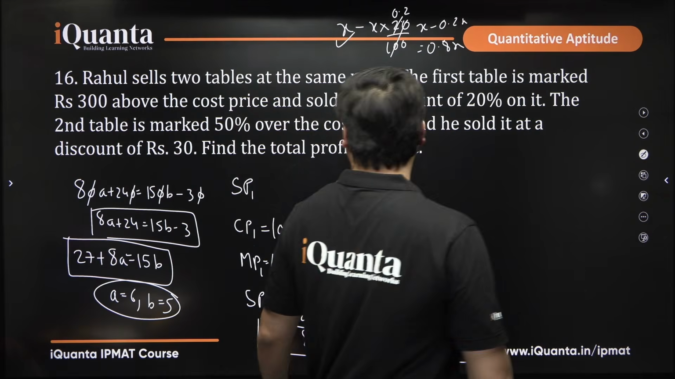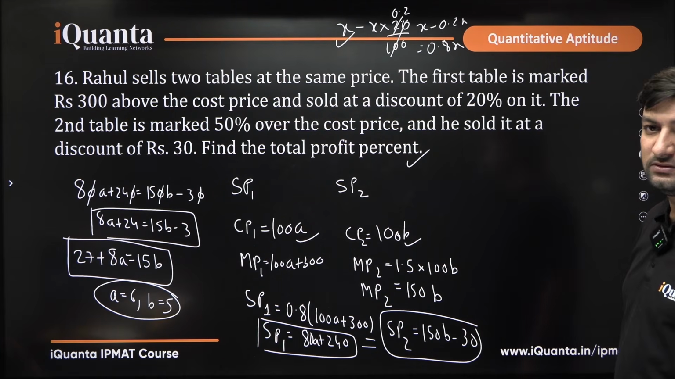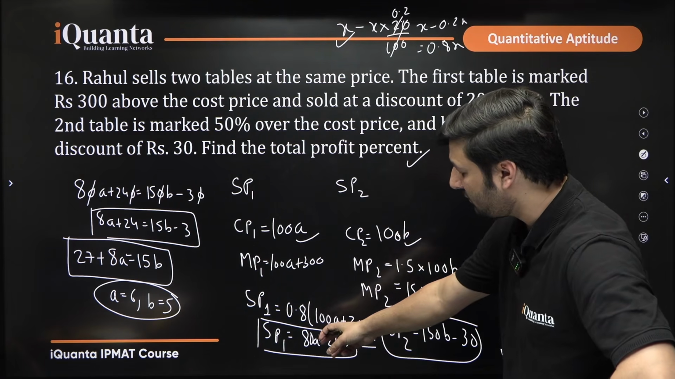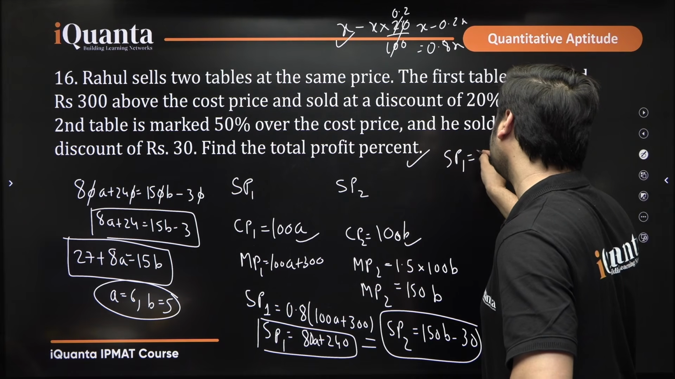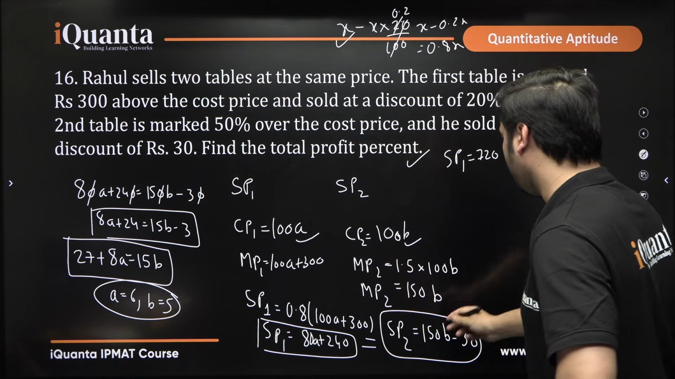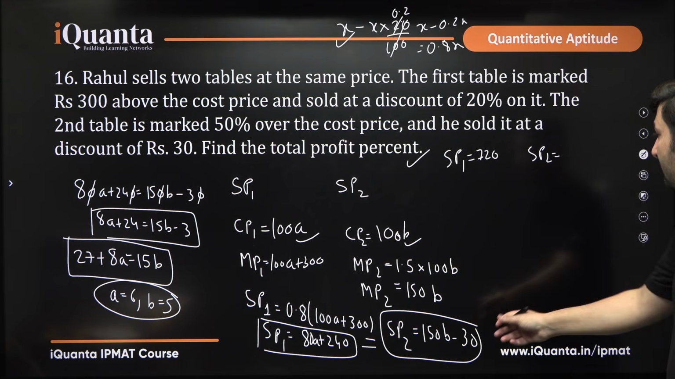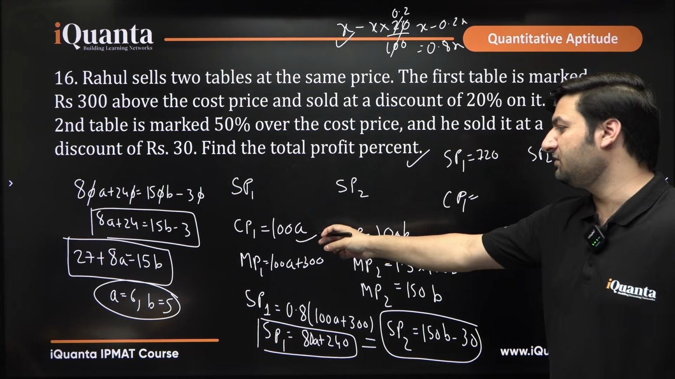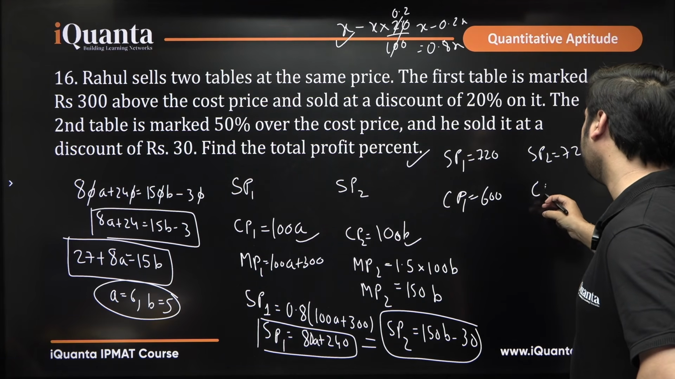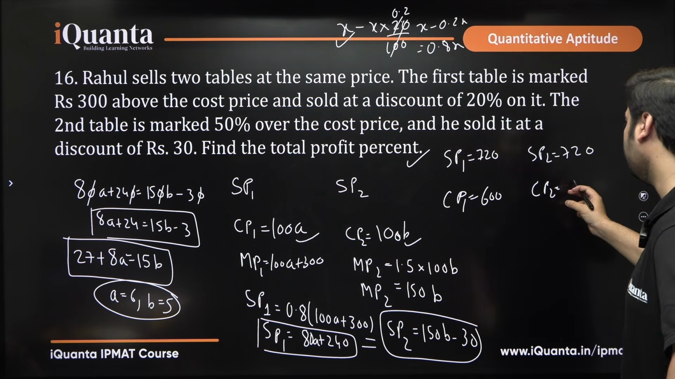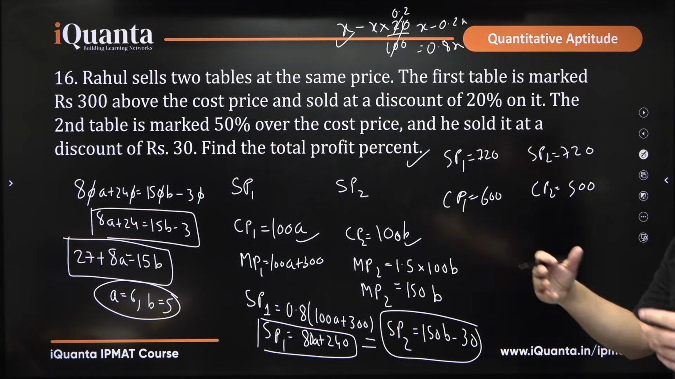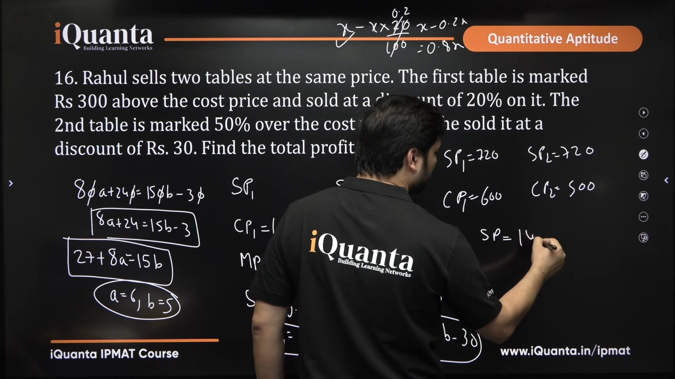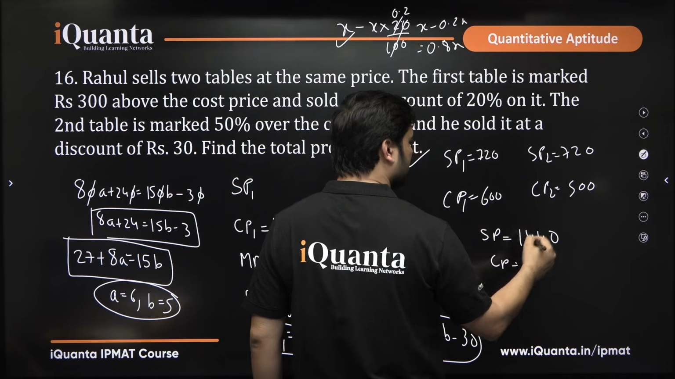So I have been asked the total profit percent. What will be SP1? SP1 will be 80 into 6 plus 240: 80 into 6 is 480, 480 plus 240 is 720. SP2 will be 150 into 5, which is 750, 750 minus 30, 720. I have got the total SP. Let me find out the total CP as well. CP of the first table will be 100 into 6, that means 600. CP of the second table will be 100 into 5, that is 500. When I sell these tables together, the total SP will be 720 plus 720, 1440. The total CP will be 600 plus 500, that means 1100.